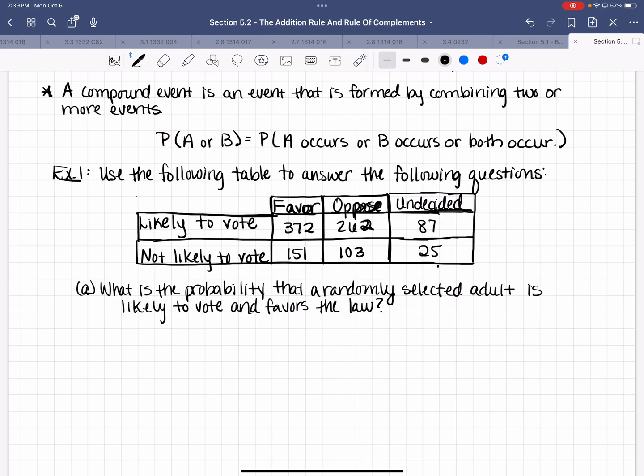Well, the first thing we need before we find that probability is we need how many people there are, right? How are we going to find out how many people there are? Add them all up. Yeah, y'all add up the 372, the 151, the 262, the 103, the 87, and 25. Y'all tell me the total number of people.